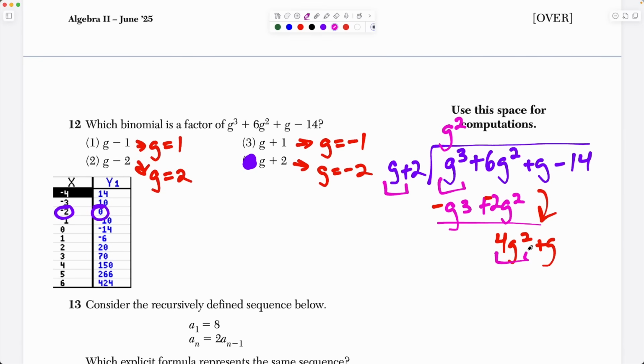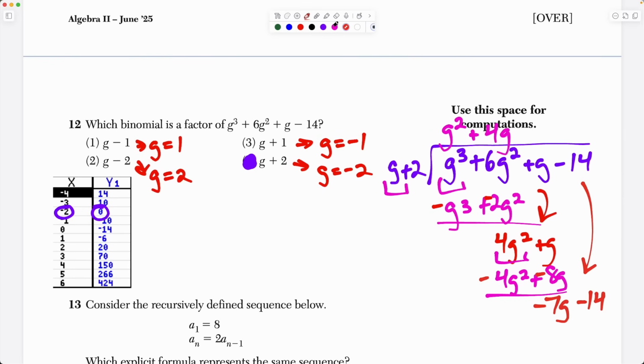So I'm going to do 4g squared divided by g is 4g. So I get plus 4g, distribute, and I get 4g squared plus 4g times 2 is 8g. Okay, so this one just goes like this. And now subtract. So I subtract these terms. The first two cancel, and g minus 8g is minus 7g. And then I bring down that last term here, the minus 14. Okay, so this one comes down.